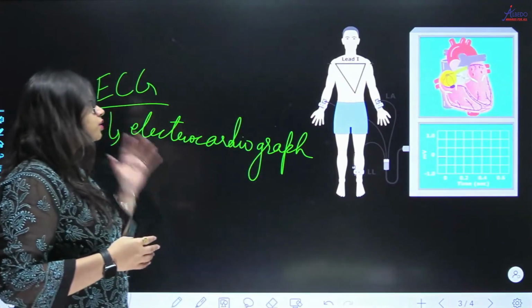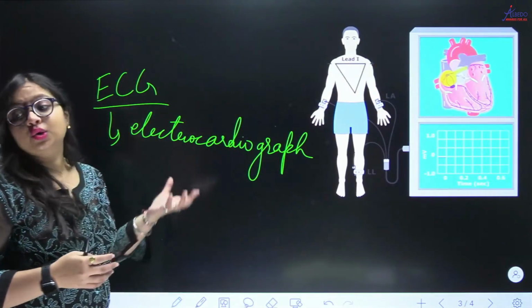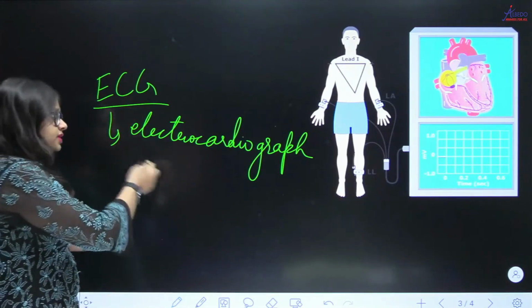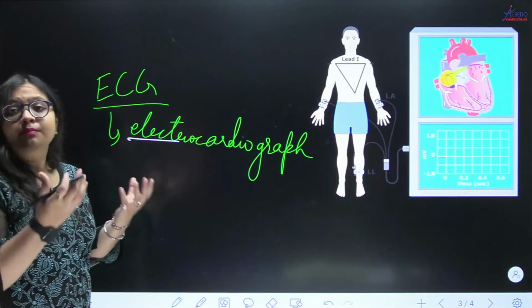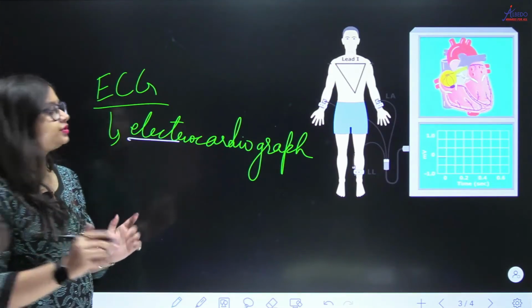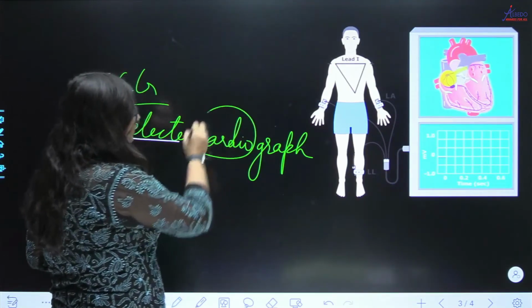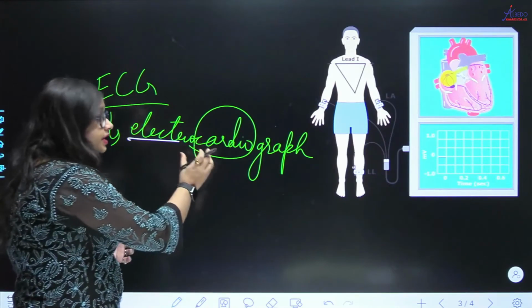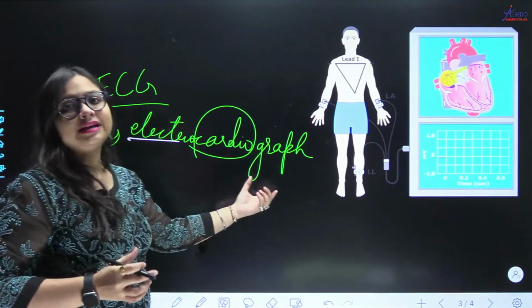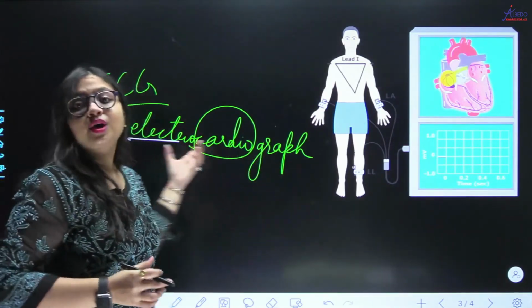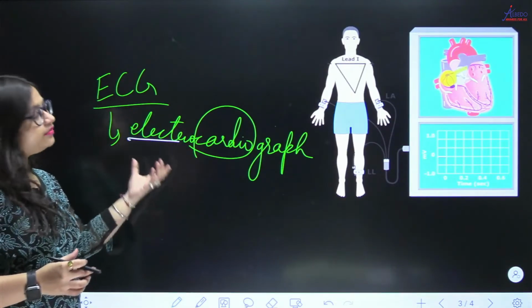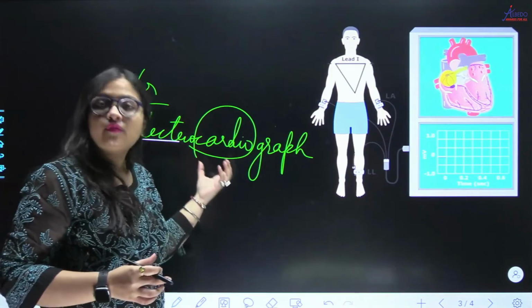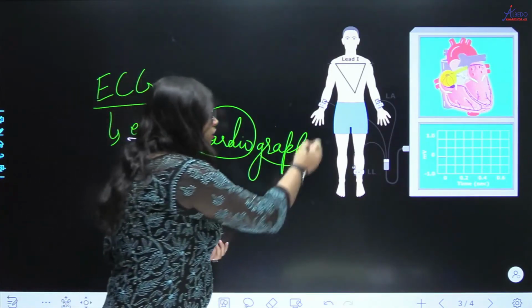So this is what is called ECG or electrocardiograph. Now what does this do? What does this mean? Electro means because of electric waves, with the help of electric waves we are recording the various phases of cardiac cycle on a graph, right? Because of what did I say? Because of electricity, with the help of electricity we are recording various phases of cardiac cycle on a graph.